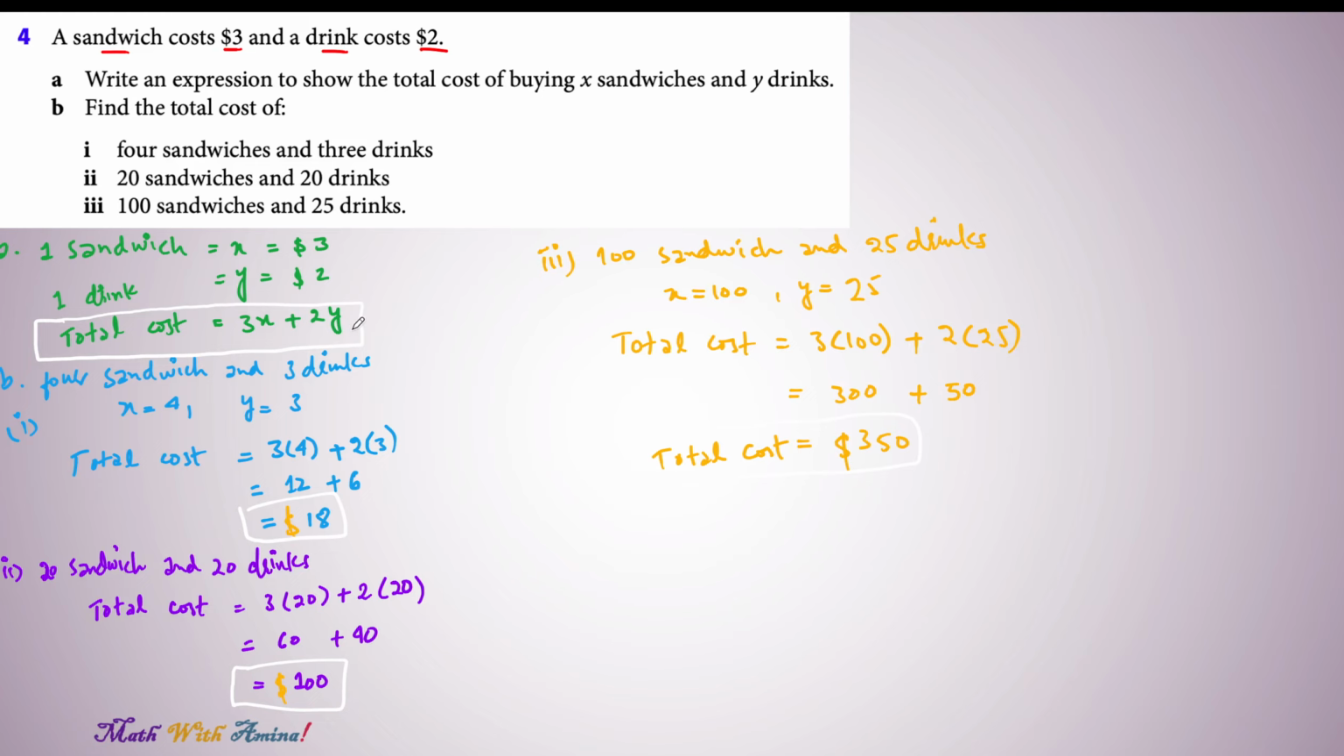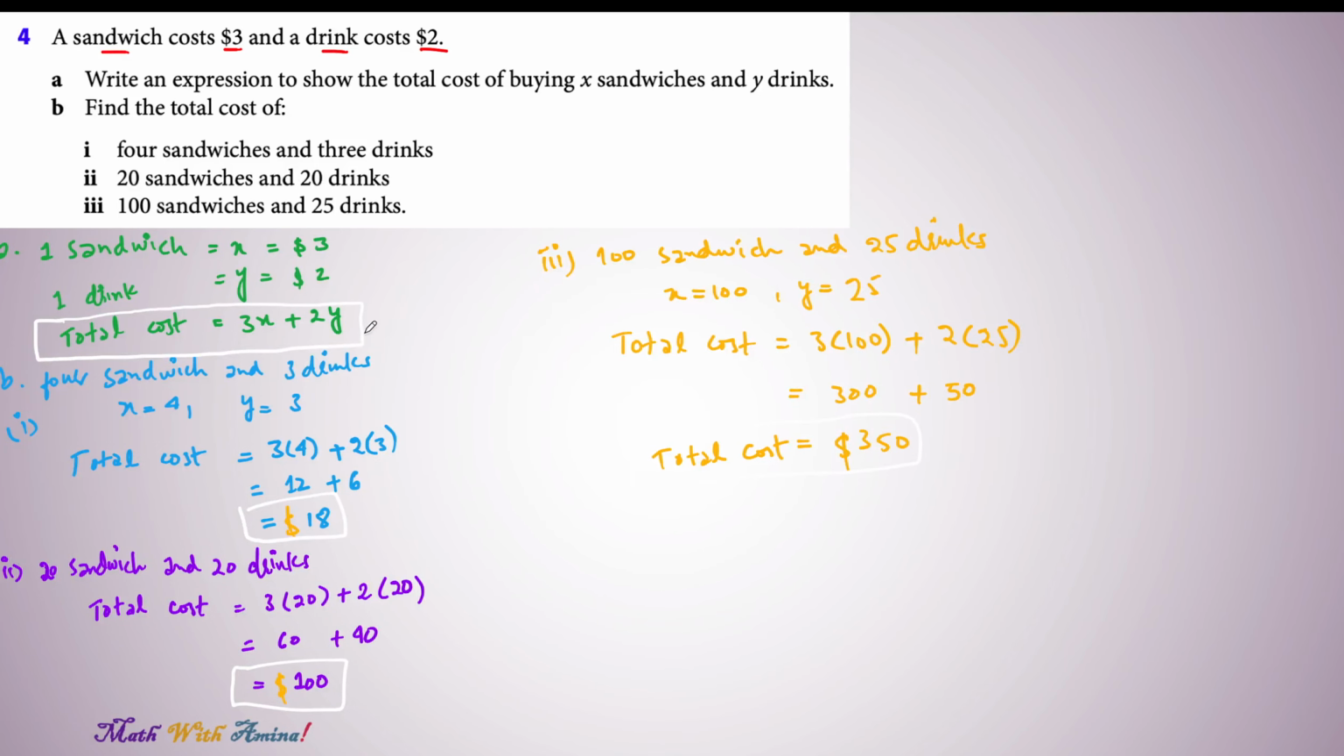So taking a start, we will start with the data that has been provided to us in the question, which is that one sandwich is represented with X and the price is $3. The price of one drink represented by variable Y is $2. So this way the total cost, if a person takes one sandwich and one drink, would be 3x plus 2y.